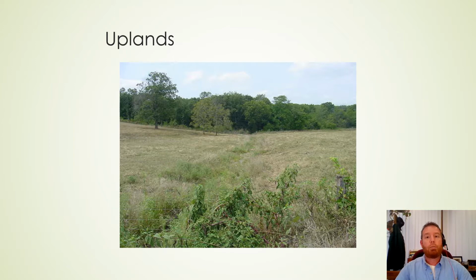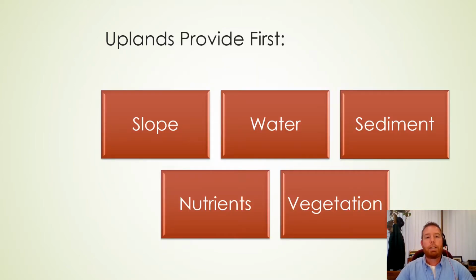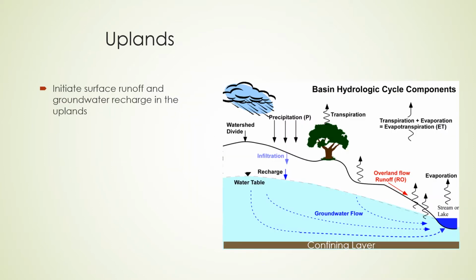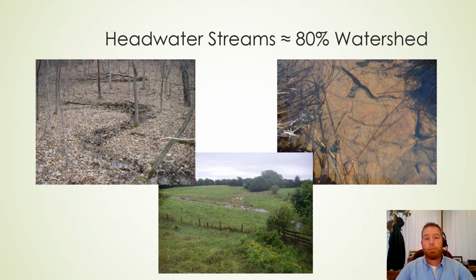These uplands are really where the stage is set for the rest of the watershed. Think of these upland areas as providing the foundational building blocks for stream systems. They provide slope for energy, water for overland flow and infiltration, sediment and nutrient inputs, as well as the vegetative filtration. It's also important to remember that while initiating surface runoff, they also help to recharge groundwater in these upland areas. Many of our small first and second order streams can be found in the uplands.